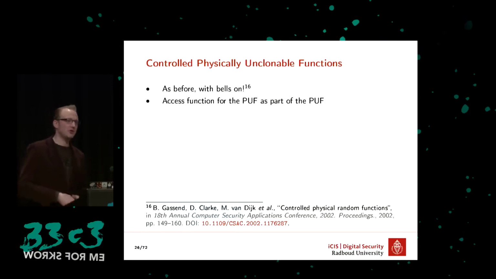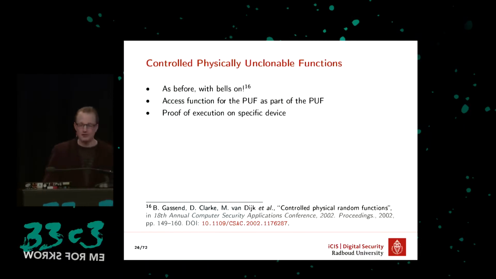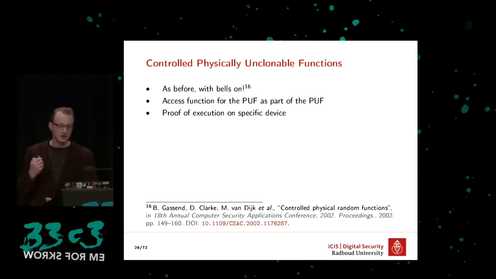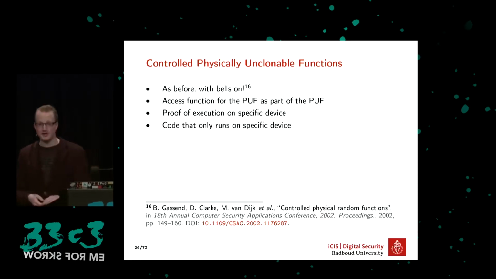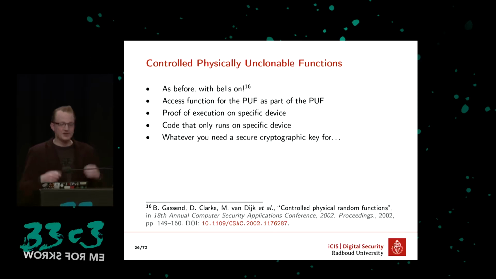An uncontrolled PUF can only be used for device authentication. This can be used to have nice things like proof of execution on a specific device, potentially things that I don't have an opinion on, code that only runs on specific devices. But basically, whatever you need a secure cryptographic key for, you should really be using a controlled PUF, is the idea. But you can still do device identification.